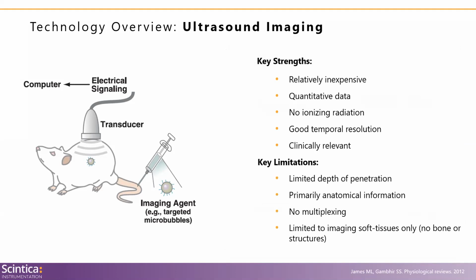Now, on the other hand, ultrasound is limited by its difficulty in imaging structures that contain bone or air. And this is due to the tendency of bone and air not to transmit sound waves, and also by its limited depth of penetration. Other limitations of ultrasound include the fact that it's primarily anatomical information. And so this really depends on the application that you're interested in. And then multiplexing is not currently possible, and we'll discuss multiplexing in a couple slides.